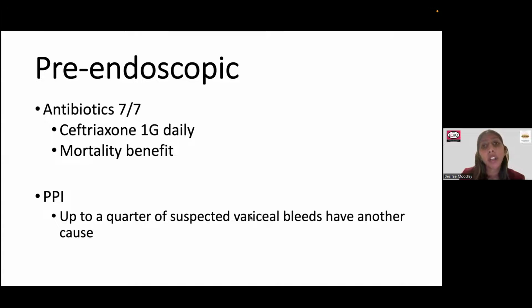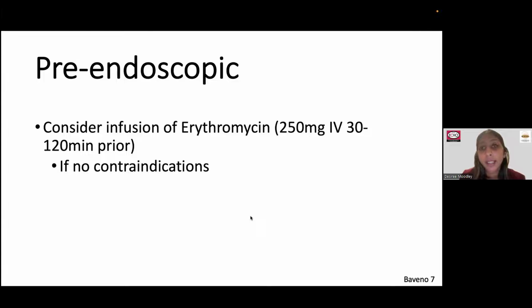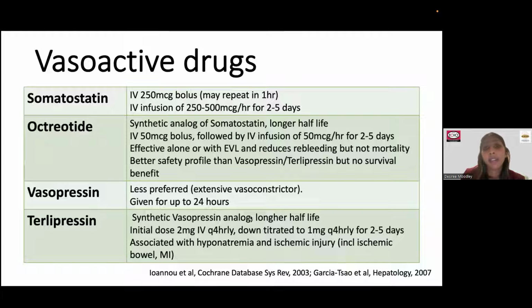One should also give antibiotics for up to 7 days. What we generally use is ceftriaxone, 1 gram daily, and it's shown to have a mortality benefit. Also, in up to a quarter of suspected variceal bleeds, it may be due to something else, so they should be covered with a proton pump inhibitor before the scope. You can consider an infusion of erythromycin as well, 30 minutes to 2 hours prior if there are no contraindications. I know this is a Section 21 drug, so I'm not sure if anyone has access to this, but that can be used.